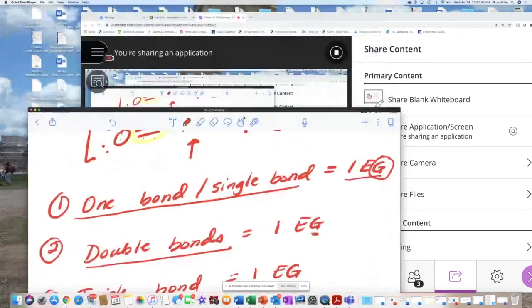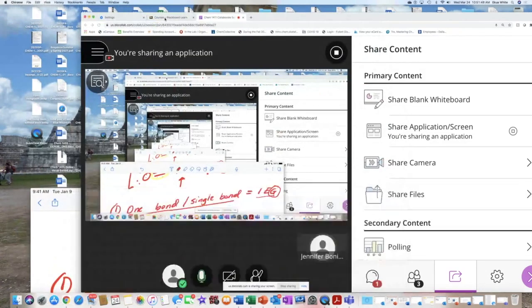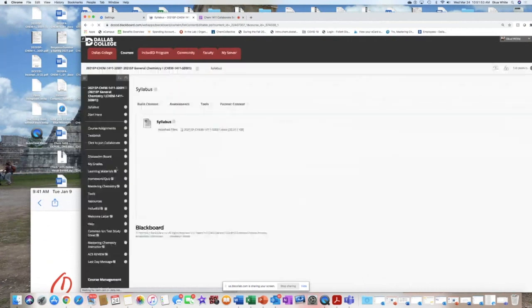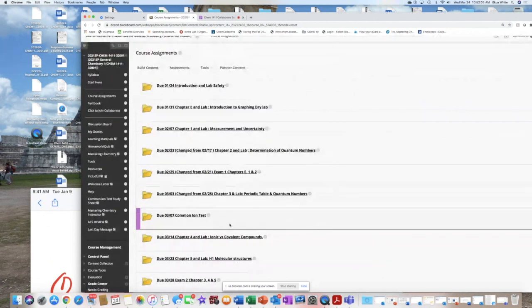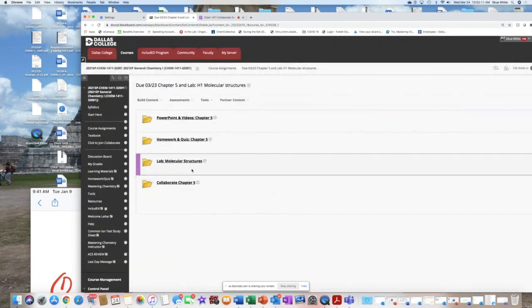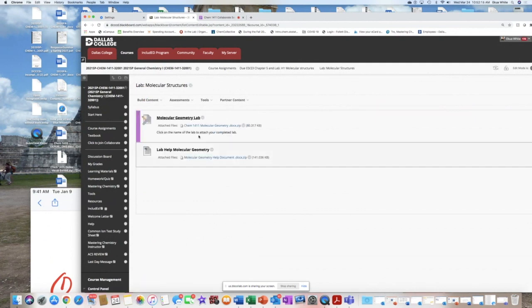Since we now have an idea how to do this, I want to take a shortcut and help you guys work on your lab. Where are we going? Oh yeah, this is the one that you guys are working on right now. You probably have already worked on it. Maybe you haven't. Molecular structures. Yeah, this one. The help document.